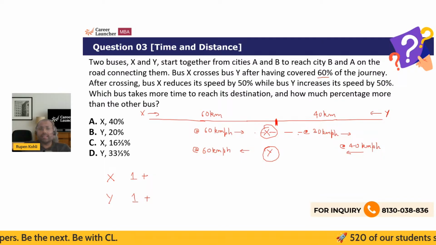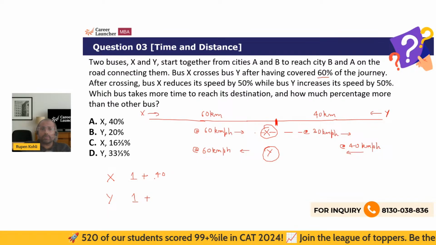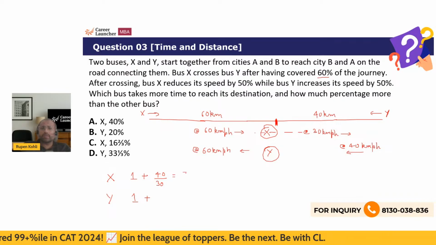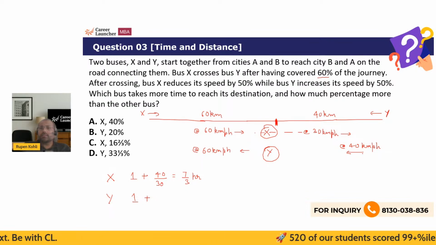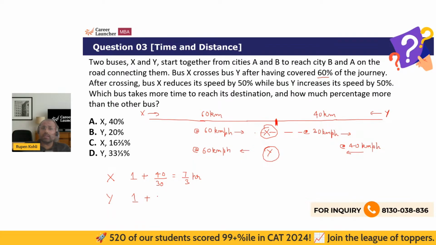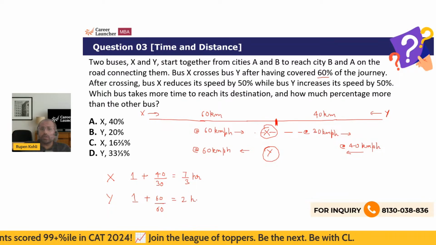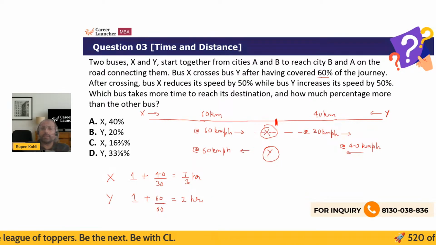So what time will bus X take to move the remaining distance? 40 kilometers to be covered at the speed of 30. So time is distance by speed, 40 kilometers upon 30 kilometers per hour. So 1 plus 4 by 3 of an hour, or a total of 7 by 3 hours, right? Let it remain in fraction. Bus Y on this side will now be moving at a speed of 60 to cover 60 kilometers. It will take 1 hour, right? 60 kilometers, 60 kmph, 1 hour. So 1 plus 1, 2 hours. Obviously, bus X has taken more time. 7 by 3 means 2.33, right?